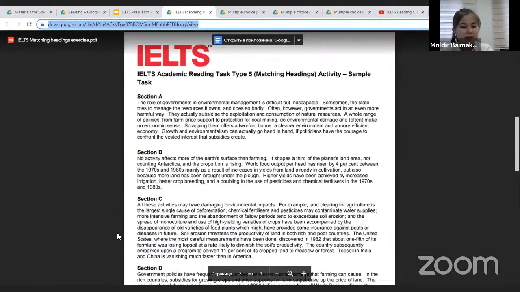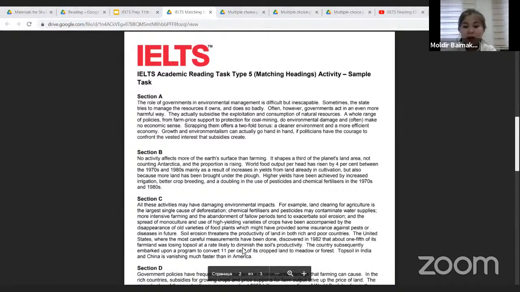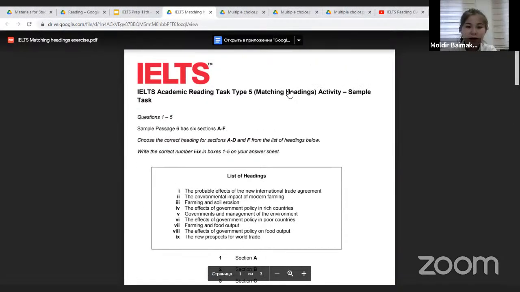So I'm sending it to you. I have sent it. Open it and start right away, okay? Good luck.